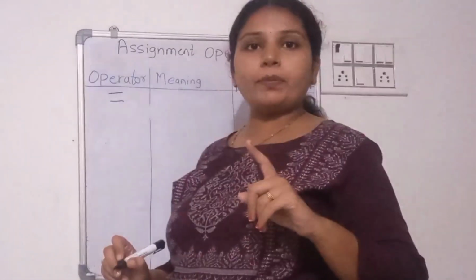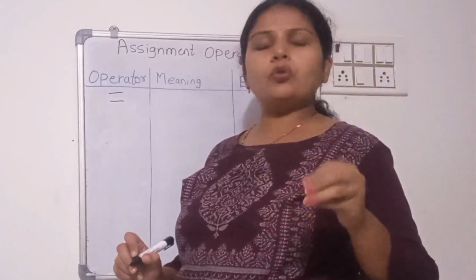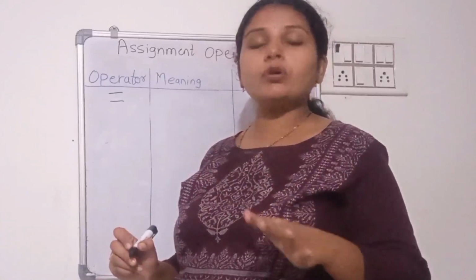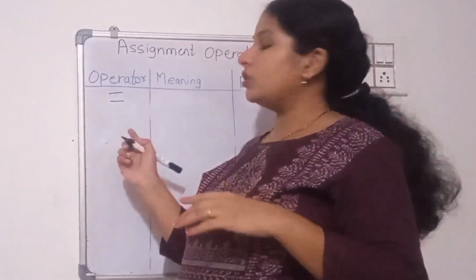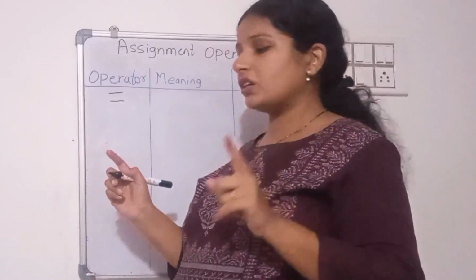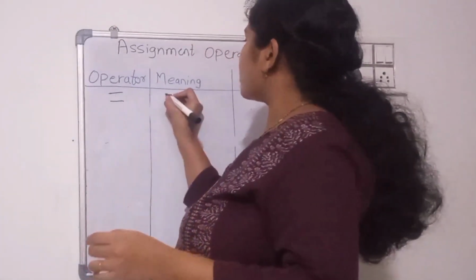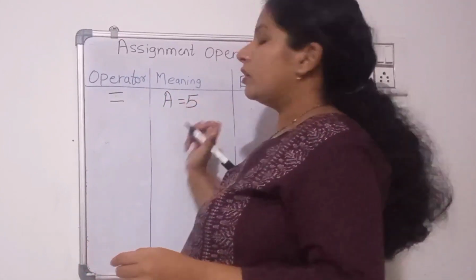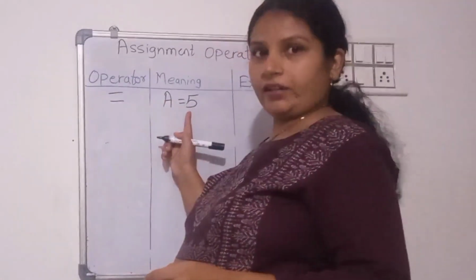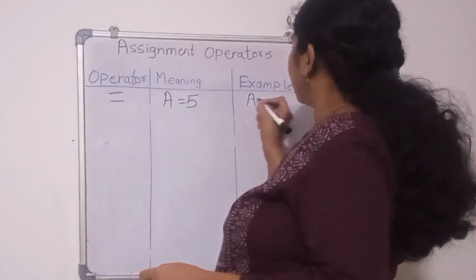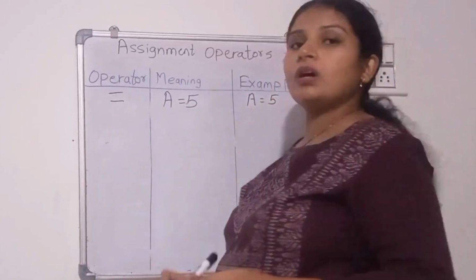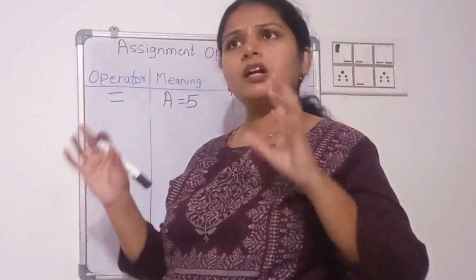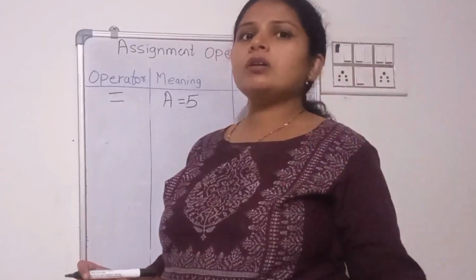Now the first assignment operator is equal to. This is the basic assignment operator when you are assigning a simple value, any type of value, integer, float, string, character, boolean value, any kind of value, to the variable. Suppose I am assigning the value 5. This is represented by the equal to sign. So a = 5. That means the value of variable a is 5. So this is the basic assignment operator when you are simply assigning one particular value to the variable.